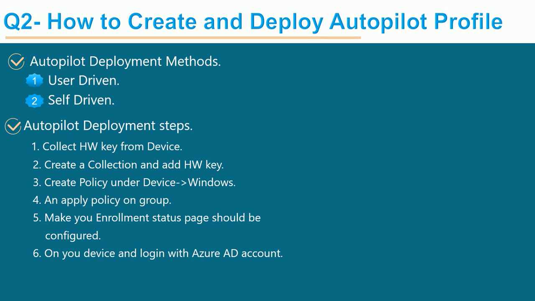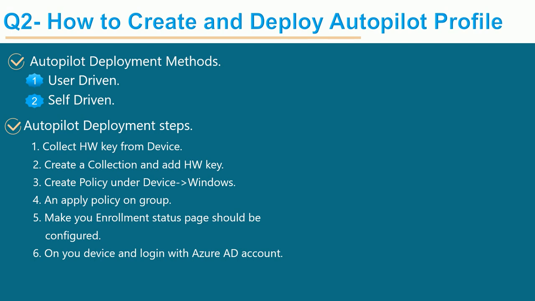Now, the Autopilot deployment steps, how you can deploy it. First you need to collect the hardware device ID, and then create a collection and add the hardware device ID there. Then create a policy under Devices, Windows, and click on Autopilot, then apply the policy to the group. But make sure before that your enrollment status page is configured.